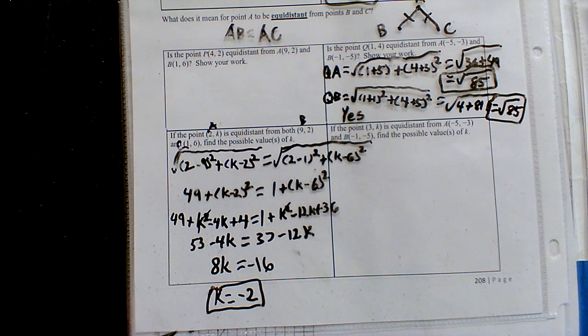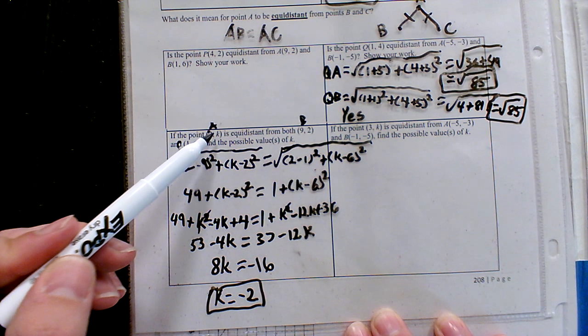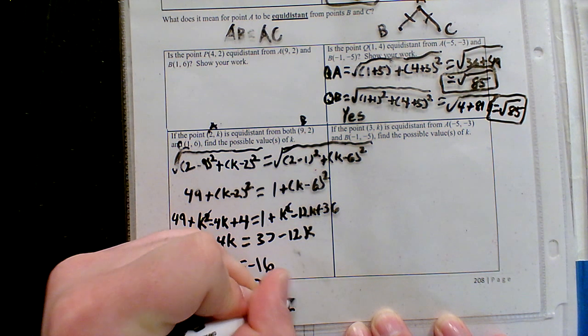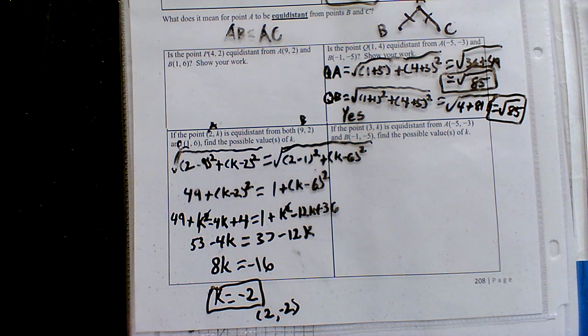So we used the distance formula, knowing that these 2 points were equidistant, and we found what the k value of our original point is. So our original point would be 2 comma negative 2, because k is equal to negative 2.